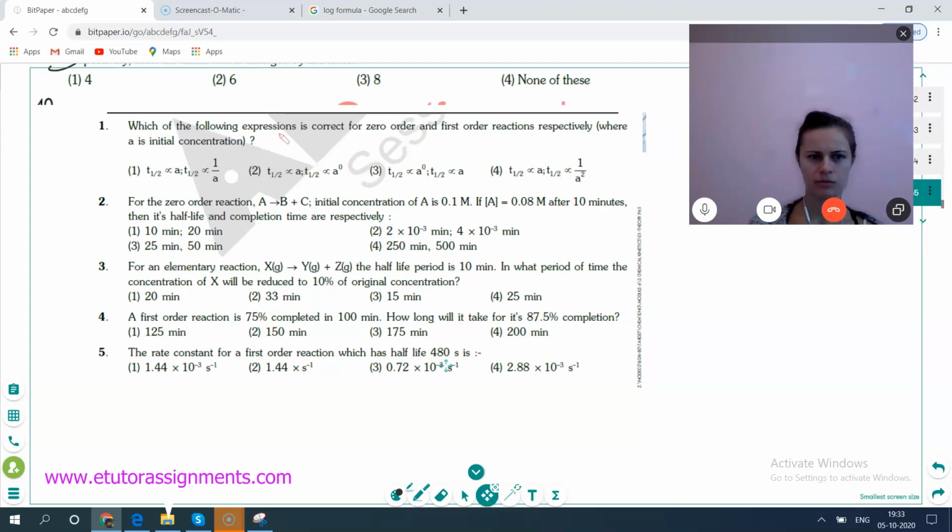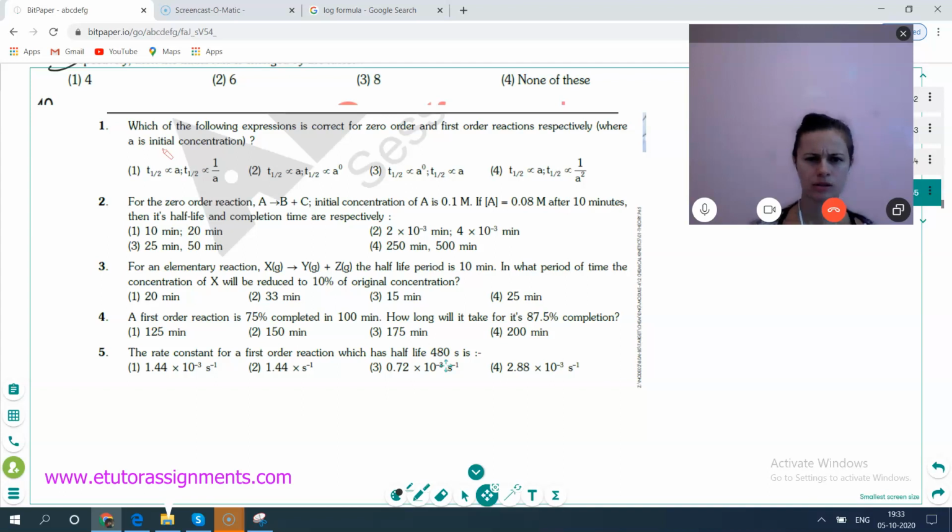For example, which expression is correct for zero order and first order reaction? Zero order means what? Zero order means that the rate of the reaction is independent of concentration. It doesn't change. The rate of the reaction is fixed. Correct?